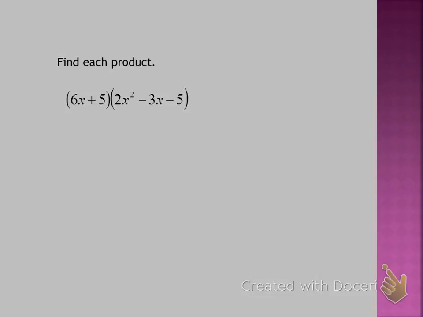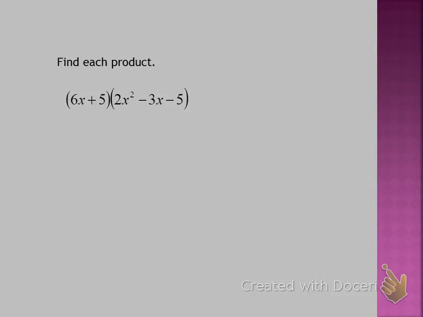Okay? So watch my finger. If you went first, you would do 6x times 2x squared. Then you go outside, you would do 6x times negative 5. What'd you miss? The negative 3x. Then you go inside, 5 times 2x squared, I guess. And then you go last, 5 times negative 5. What else did you miss? The 5 times the negative 3x.